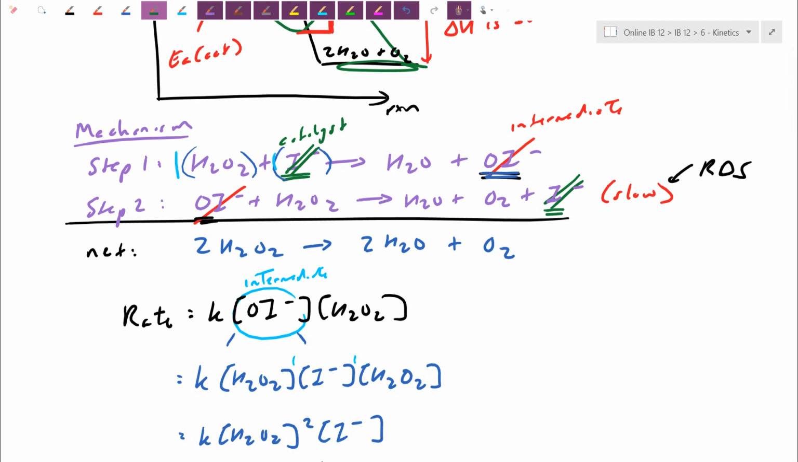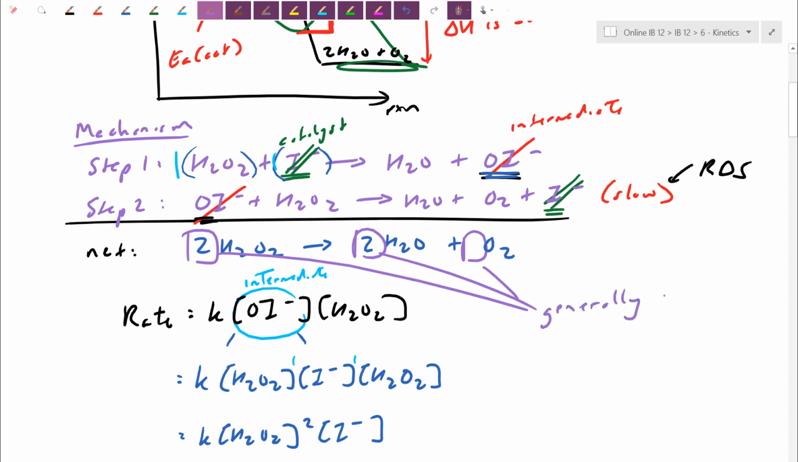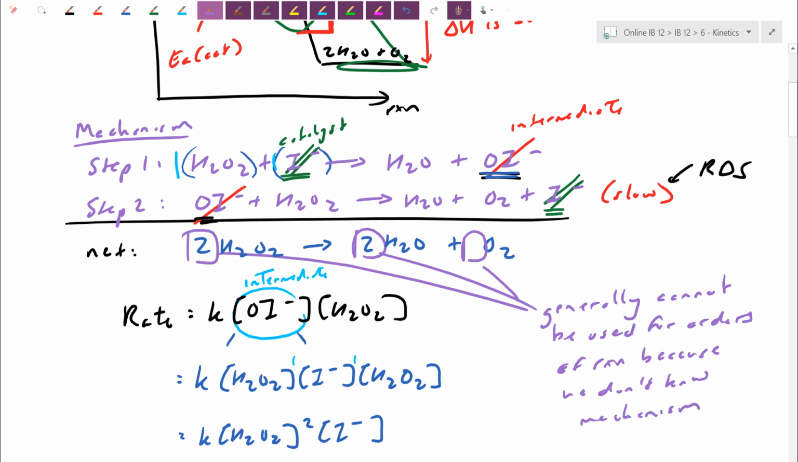In general, the stoichiometry in the net reaction, these numbers, the 2, the 1, the 2, generally cannot be used for the orders of reaction because we don't know the mechanism. If they've proposed a mechanism to you, that this collides with this one first and this collides with this one here, you can use those for the coefficients. Alright, so hopefully that helps rehash a few things from yesterday.